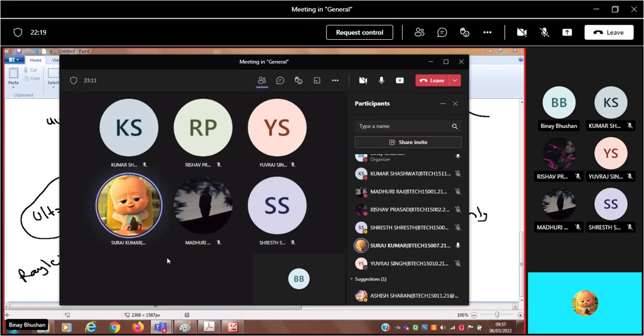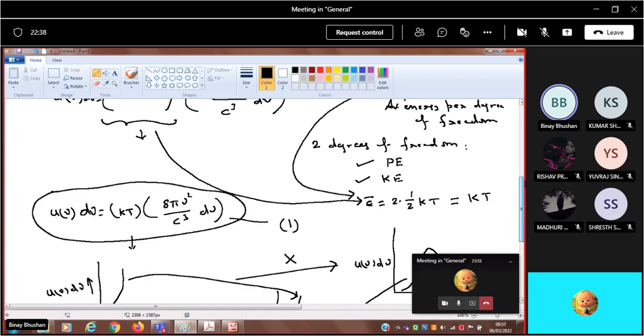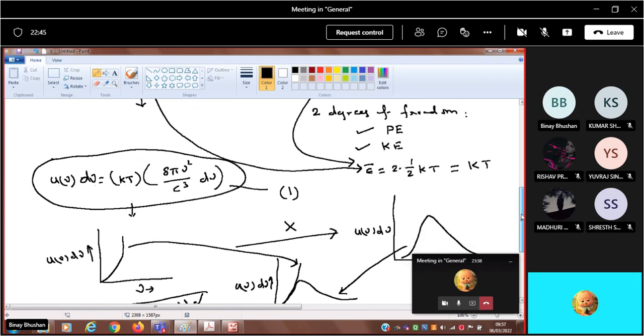Yes, sir. See, I have uploaded the notes of the previous class. You should go through the notes and take the help of your friends. Right? A very important question from your examination point of view: derive the Rayleigh-Jeans formula. That means we have to derive this equation 1, and you have to explain the ultraviolet catastrophe.